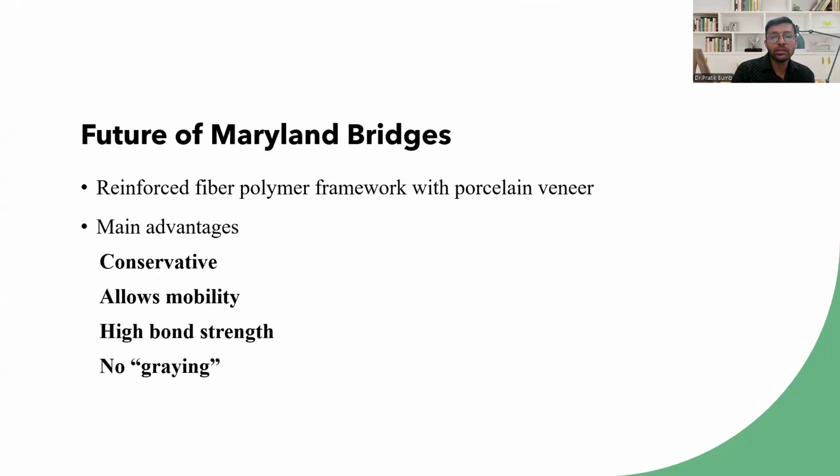So in future, reinforced fiber polymer framework with porcelain veneers can be used. And the main advantage is it is conservative. It allows mobility, high bond strength, and there's no graying with use of the lithium disilicate Maryland bridges.